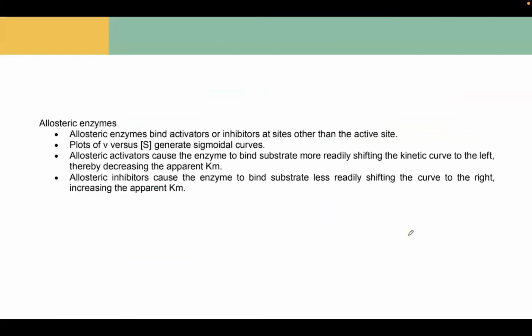And then your allosteric enzymes, it binds activators or inhibitors at sites other than the active site. And then plots versus generate the sigmoidal curves. The allosteric activators cause the enzyme to bind substrate more readily, shifting the kinetic curve to the left, thereby decreasing the apparent Km. And then your allosteric inhibitors cause the enzyme to bind substrate less readily, shifting the curve to the right, increasing the apparent Km.